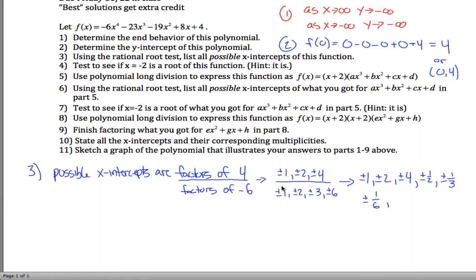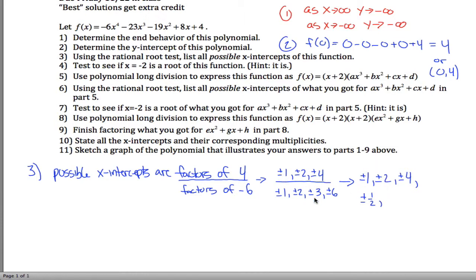I wrote these in a horrible way. Let me try this again. So I'm going to do each of the numbers on top divided by, so 1, 2, and 4 over 1, and then 1, 2, and 4 over 2, plus or minus 1/2, plus or minus 2/2, but I already have that written here. Plus or minus 4/2, but I already have that written here.